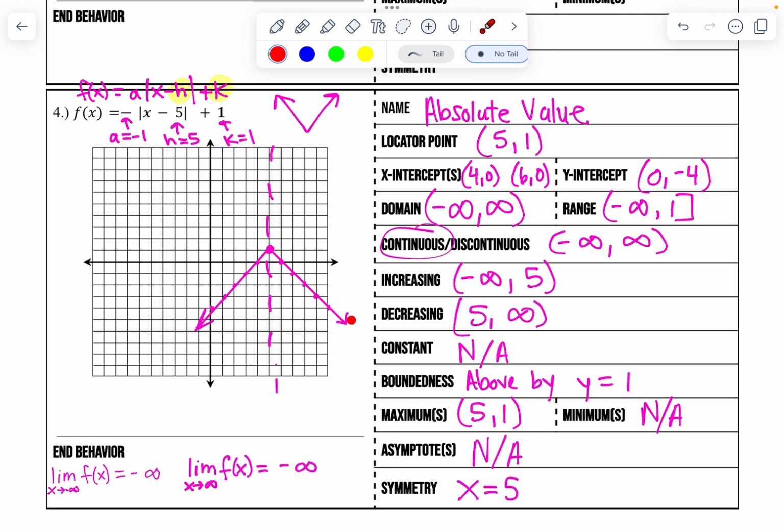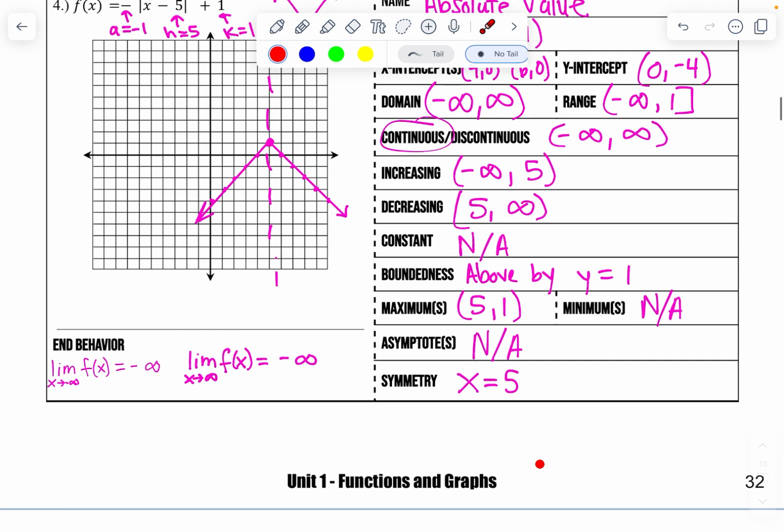Talking about continuity, so can I draw it without picking up my pencil? If not, where do I have to pick up my pencil and why? Where is it increasing? Where is it decreasing? Does it stay constant anywhere? Boundedness, so can I trap it under a horizontal line or above a horizontal line? Does it have a maximum or a minimum? Asymptotes, so are there any vertical asymptotes or horizontal asymptotes that we level out to? Symmetry, so could we cut it in half anywhere? And then end behavior, where does the left end and the right end head? All right, let's check out the next one.